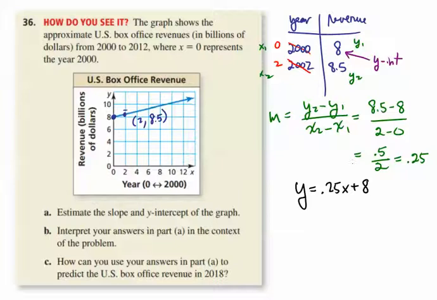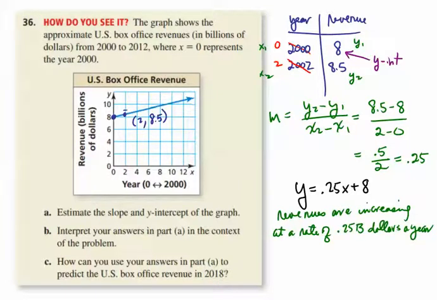So now we want to interpret it. Revenues are increasing at a rate of $0.25 billion a year. $0.25 billion, a quarter of $1 billion, would be $250 million. All right, so the next thing then is, how can you use your answers in Part A to predict the box office revenue in 2018? Now also the 8 billion, we needed to interpret that. The 8 billion is the revenue in the year 2000. So we've interpreted both the slope and the y-intercept.